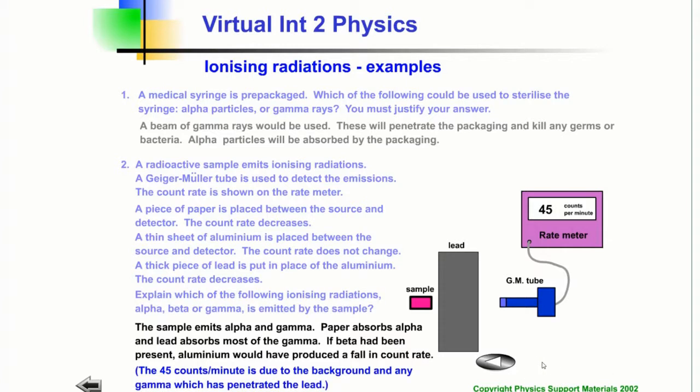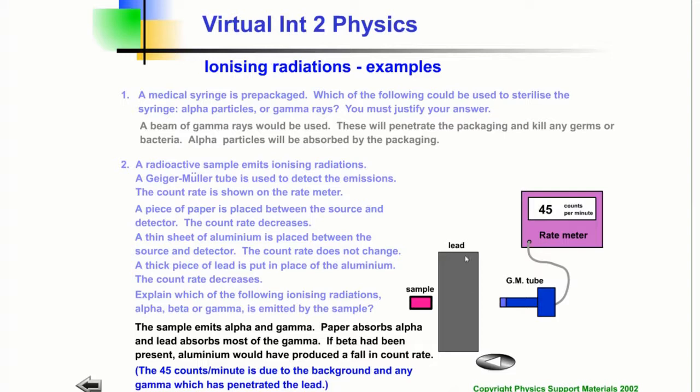The correct answer will be that the sample emits alpha and gamma. Paper absorbed the alpha and it went from 480 to 220 counts, almost half. When we added the aluminium, it made no difference. So alpha particles would be stopped by the paper.